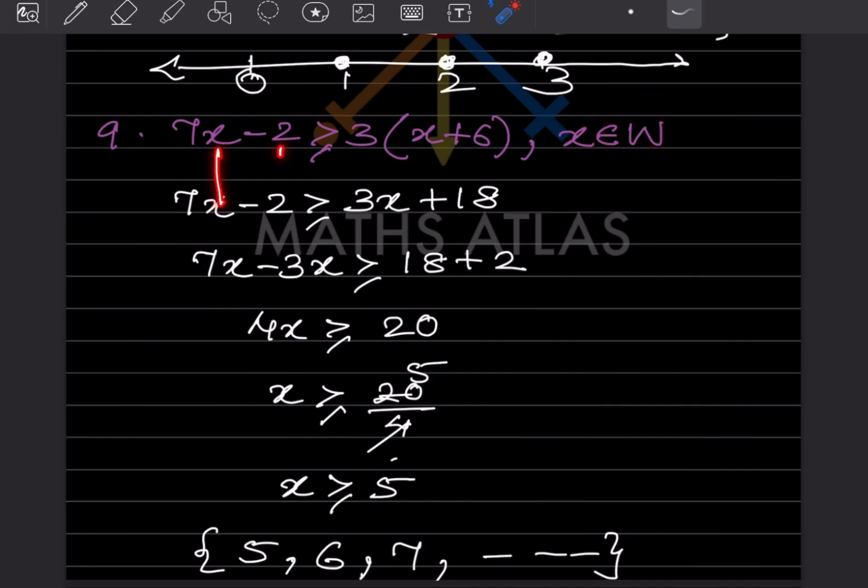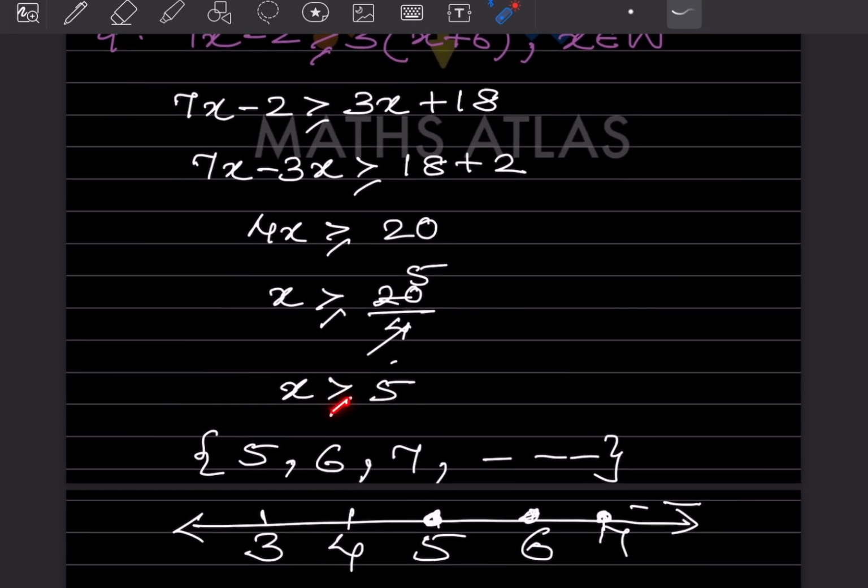So when you solve this part, this is going to be 3x plus 18. So this here will go on the other side, that is going to be minus 3x. This is the same, this is the same. Minus 2 is going to be plus 2. So this is going to be 4x is greater than or equal to 20. So here x will be 20 divided by 4, which is going to be 5. So x is greater than or equal to 5.